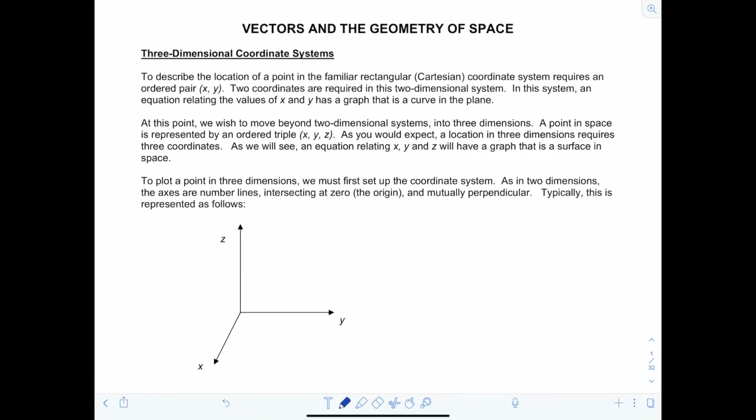Welcome to the first of our Calculus 3 series of videos. In this unit, we're going to discuss vectors and the geometry of space. So the first video talks about the three-dimensional coordinate systems.